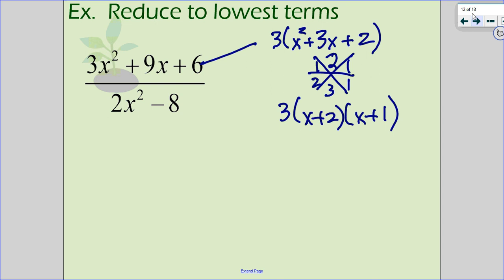Okay, so I have factored my numerator. I need to factor my denominator. So what would I do first to factor that? Chili, what would the GCF be? 2. Good.